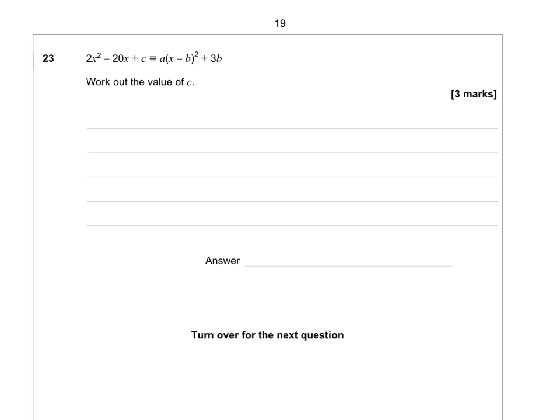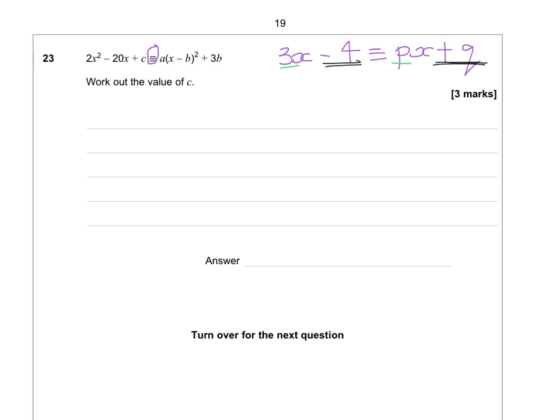Question 23. 2x squared minus 20x plus c is equivalent to a bracket x minus b all squared plus 3b. This symbol here means the left and the right hand sides are identically equal. This is identity. So in a much simpler example, if we had 3x minus 4 is identically equal to px plus q, then we can see that p would have to equal 3 and q would have to equal negative 4.